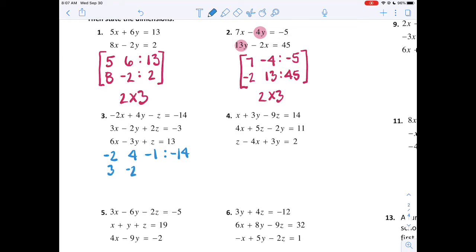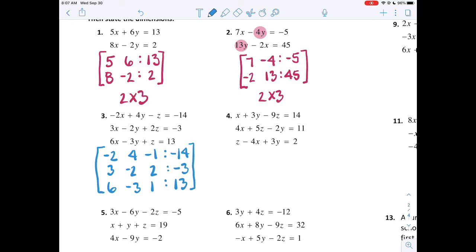3, -2, 2, colon, -3, and then finally 6, -3. Oh, here's another one of those that doesn't have a coefficient, so it's a 1, a positive 1 this time because there's a plus sign, and then 13.